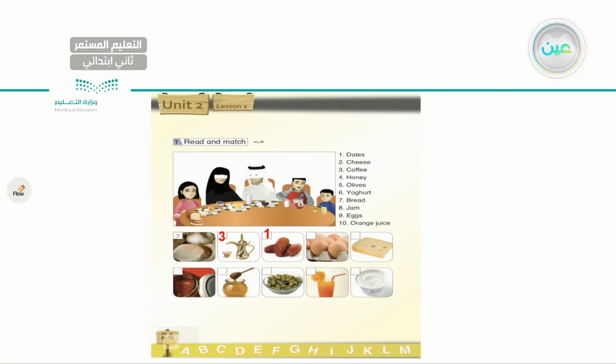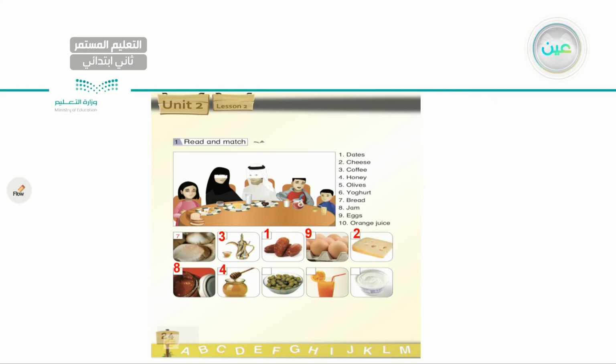Countable. Next, what do you think? I have eggs. Number 9. Countable. Very good. Next, what do I have? I have cheese. Number 2. Uncountable. Very good. Now moving to the next set of pictures. I have jam. Picture 8. Jam. Uncountable. Right next to it, I have the noun honey. Number 4. Again, uncountable noun.